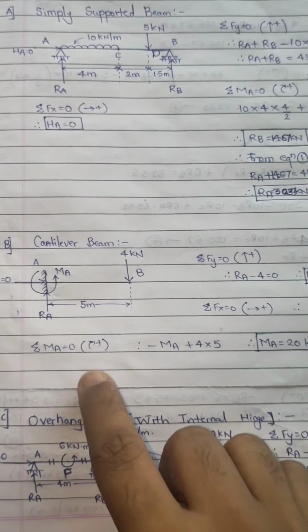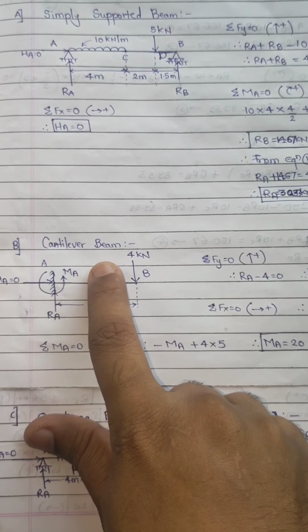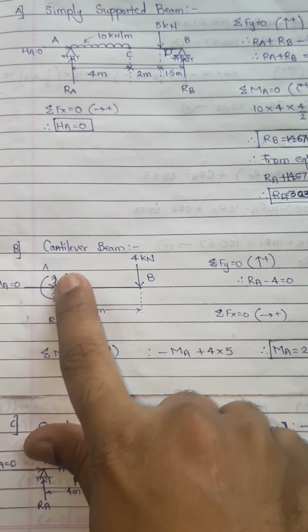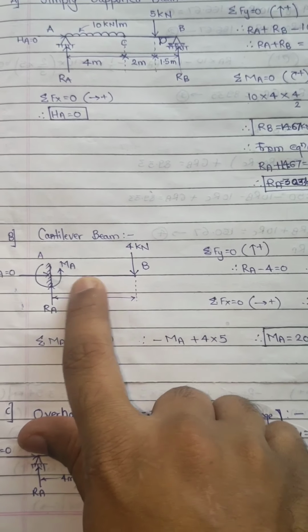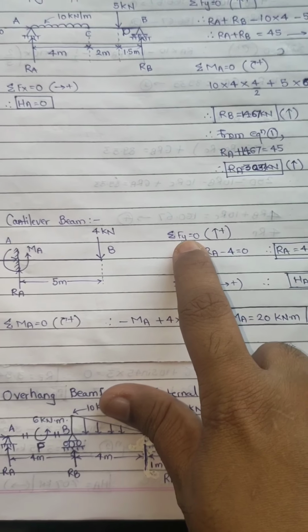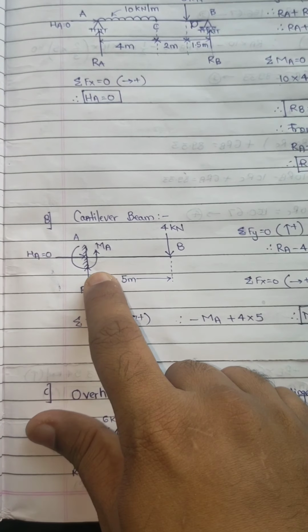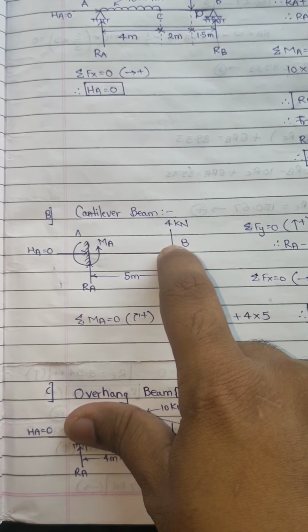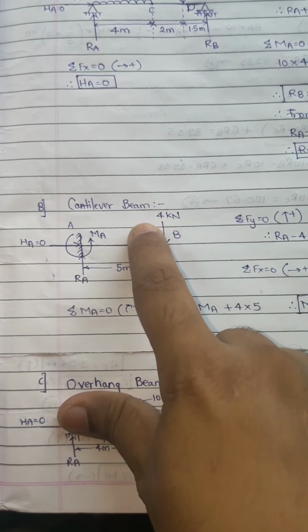Now let's see how to find out support reactions for a cantilever beam. I have explained in the previous video what a cantilever beam is. It is fixed at one end and hanging at the other end, it is free at the other end. So here I am having a cantilever beam of total span 5 meters, and at the free end I am having a downward point load of 4 kN.